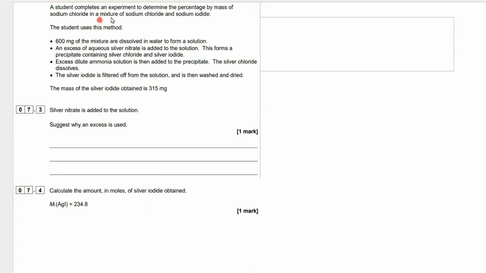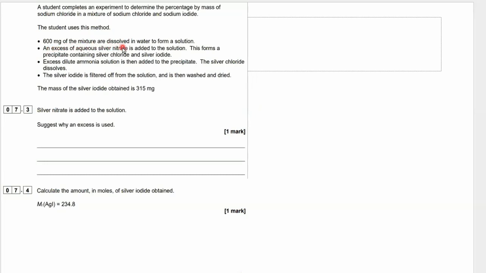A student completes an experiment to determine the percentage by mass of sodium chloride in a mixture of sodium chloride and sodium iodide. The student uses this method. 600 milligrams of the mixture are dissolved.